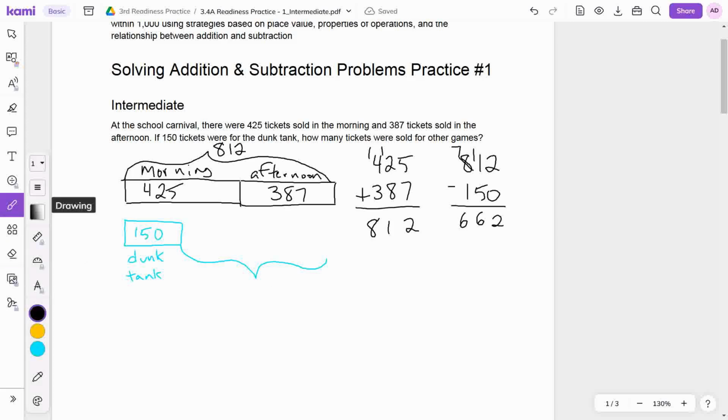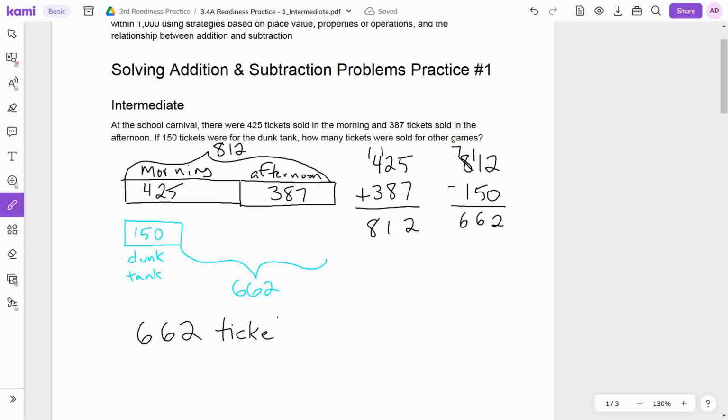And I can actually replace this down here, and I can say 662. So let's go ahead and just write a statement to make sure that we've made it very clear. We can say 662 tickets were sold for other games. We want to just make sure we are being very clear about what we are solving for. We've answered the correct question. And in this case, we're looking for how many tickets were sold for other games? 662.